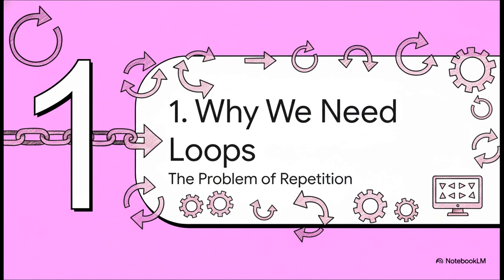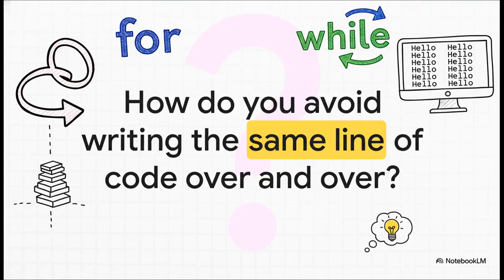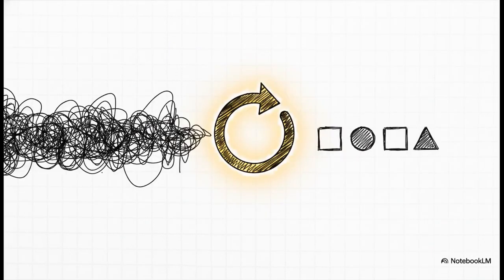Okay, first up, why do we even need loops? It all comes down to solving the problem of repetition. So let's start with a really basic question: why even bother with loops? Well, they're here to solve one of the biggest headaches in coding, just pure repetition. Think about it. What if you had to print hello 100 times? You could copy and paste, sure, but what about 1,000 times? A million? There has to be a better way, right? And that better way is, you guessed it, loops.